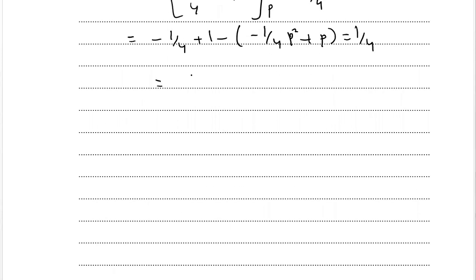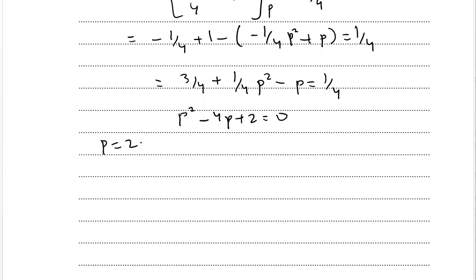Then we have 3 upon 4 plus 1 upon 4 p square minus p is equals to 1 upon 4. And finally, we can put it in the form p square minus 4p plus 2 is equals to 0. And p is coming 2 plus minus root 2.